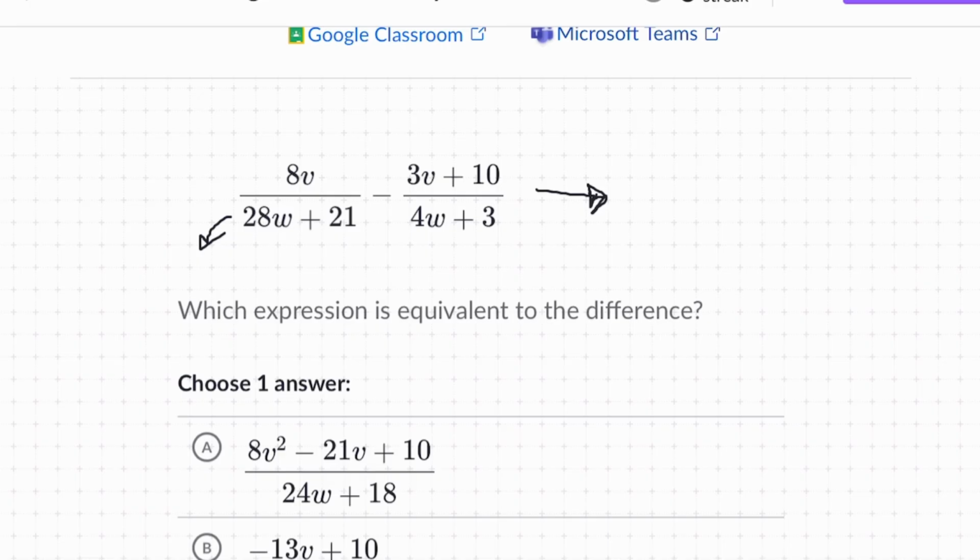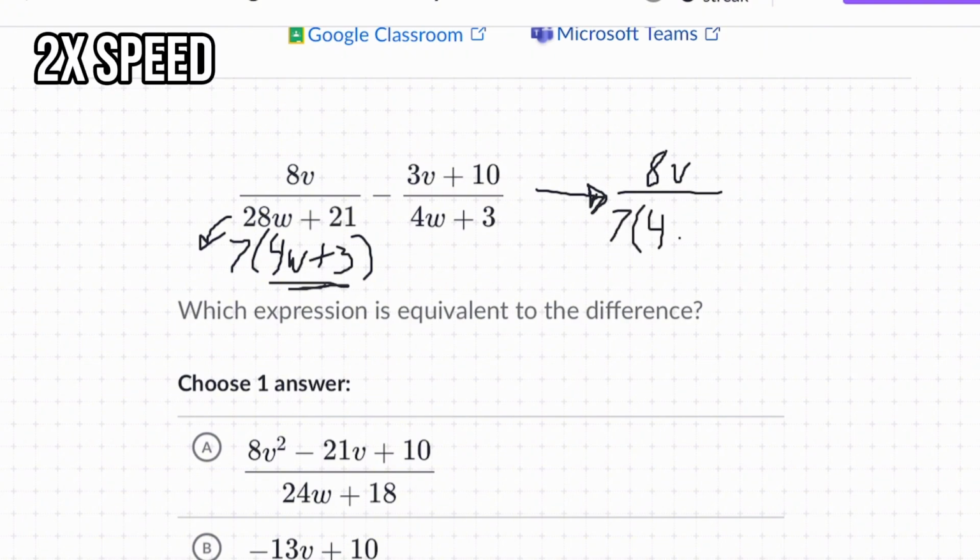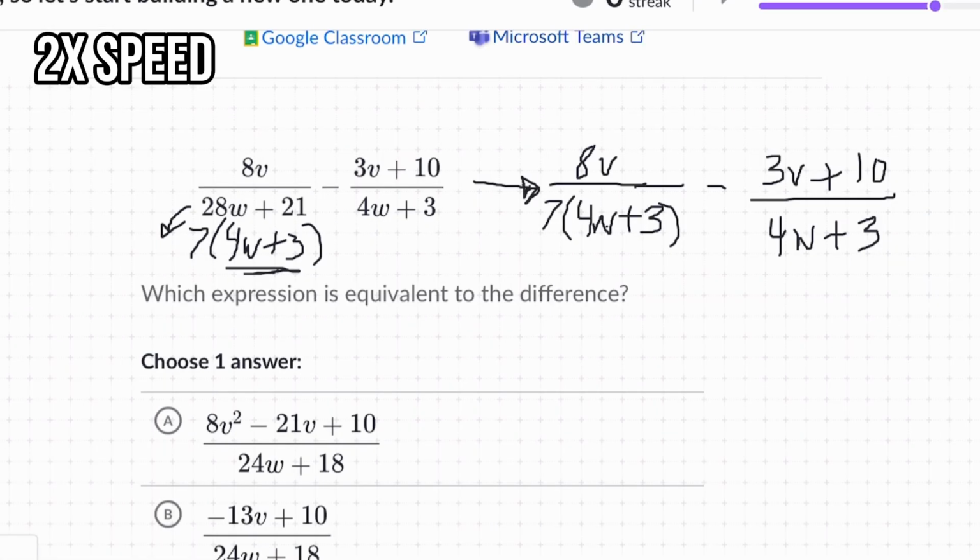28 and 21 are divisible by 7, so 7. That'd be 4w plus 3. And we see this inside right here is the same as this one. So that's good. And so let's rewrite this. 8v. Okay, so I just rewrote the equation.